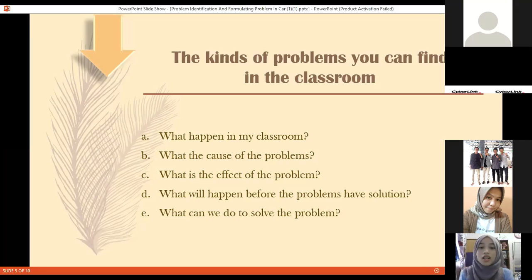And the last, what can we do to solve the problem? It means what alternative solution we can use to solve our students' problem, or it can be added, like Mr. Sofian said, by interviewing the parents or the students themselves to know the problem more clearly. Okay, next slide.